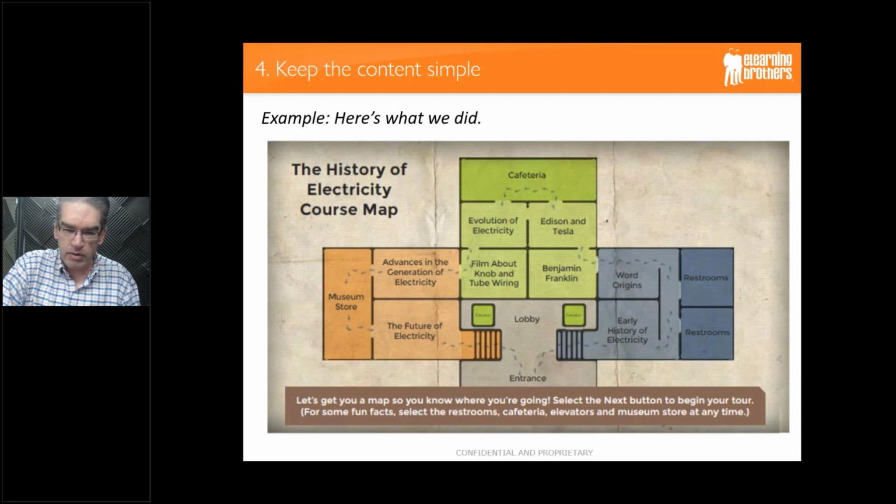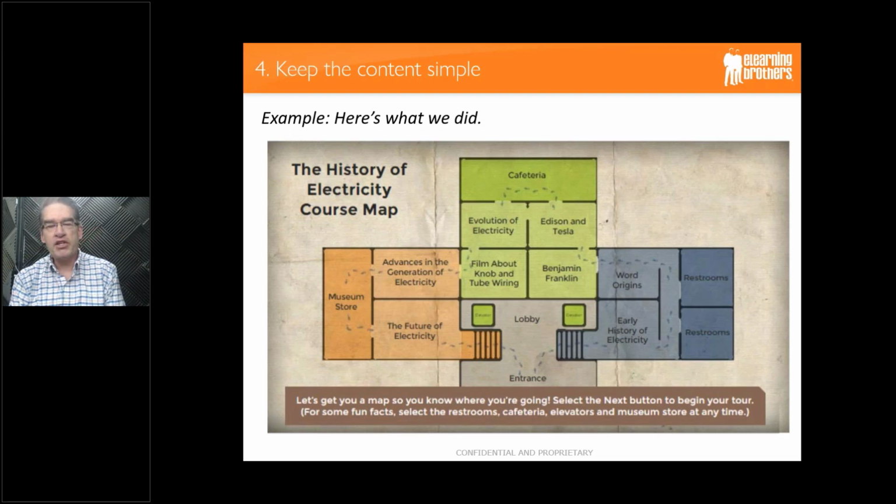There was a small film about knob and tube wiring, which was pretty popular in the 1950s, and why that was dangerous and why it was outdated. Advances in the generation of electricity and the future of electricity. So we created an interactive museum in which they got to go around from room to room. We even had the restrooms and the cafeteria and the store and the lobby have little tiny hints and little bits of information about the history of electricity.